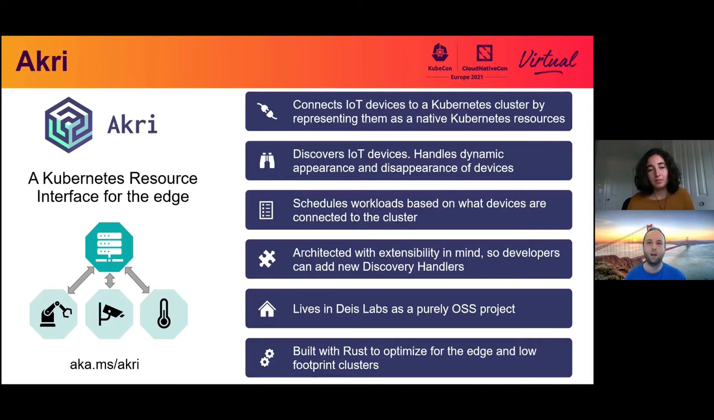Now, to achieve this, Akri has an extensibility point called discovery handlers. We don't think that any project can handle discovery of all IoT devices. There are just so many protocols out there. And so the discovery is offloaded to the discovery handler. And you can take a dependency on several discovery handlers that we have already available with Akri. So we support ONVIF for IP cameras, udev for locally attached devices, and OPC UA for industrial settings. But you can also bring your own or take a dependency on any other discovery handler coming from the community.